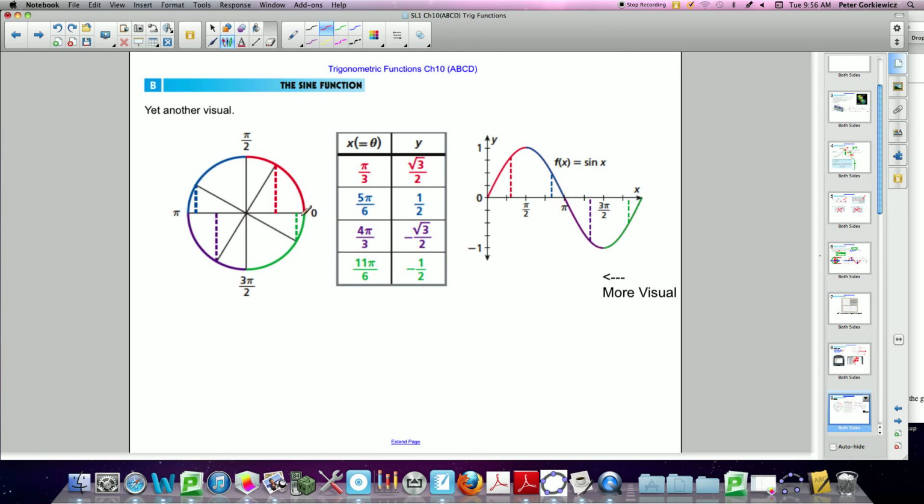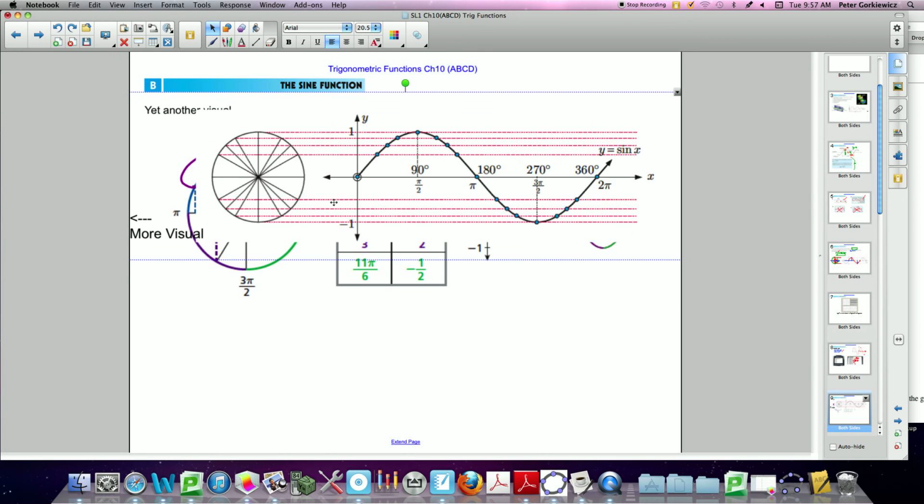Yet another visual. If you break this into pieces, see this steeper piece right here. Let's do it in purple. This steeper piece of the unit circle is this piece. And then this more flat piece we've broken apart, and it's this piece, right? And then we have the flat part of this. Oh, the steep part of this right here. And so we're just kind of breaking this unit circle into pieces and assembling it into sort of a more linear pattern. Cool?